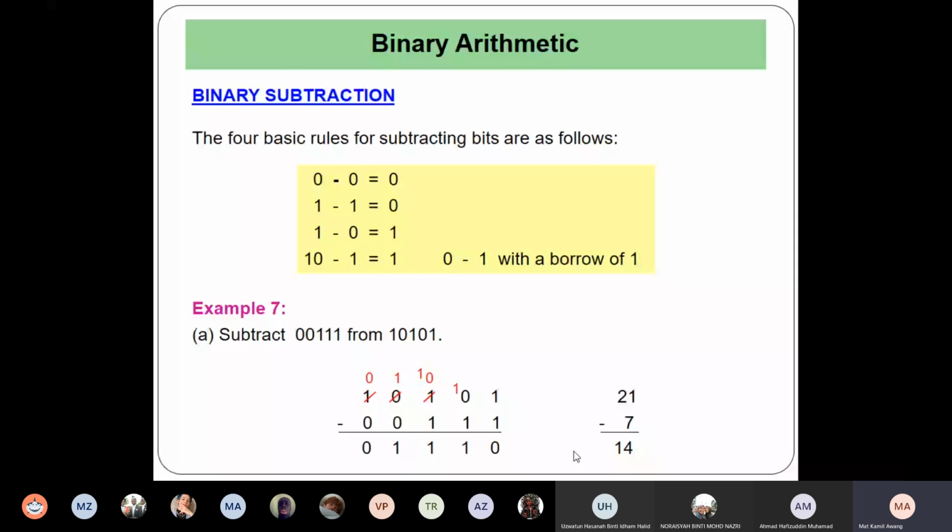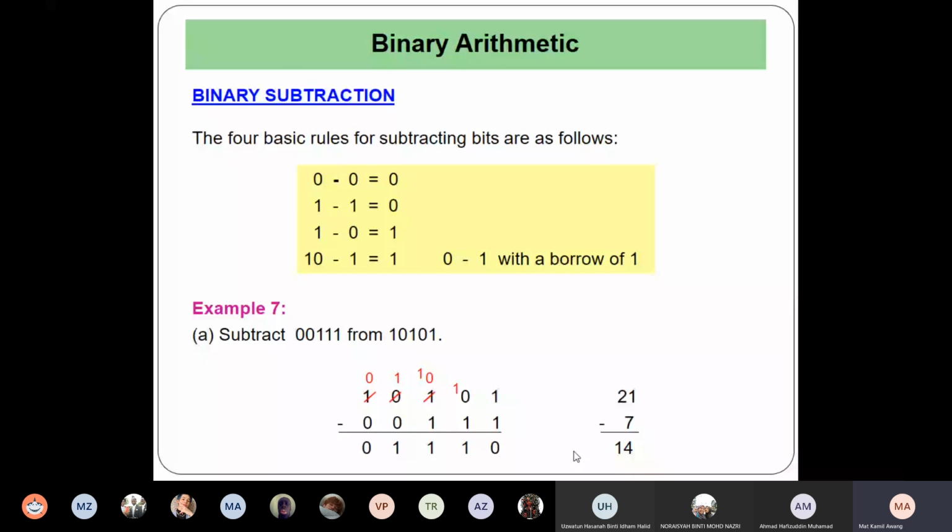Now you go into subtraction, binary subtraction. The four basic rules for subtracting bits are as shown in the highlighted box there, in the yellow box. So 0 subtract 0 is 0. 1 subtract 1 is 0. 1 subtract 0 is 1. If it's 0 subtract 1, it is 1 with a borrow. Basically minus 1, borrow 1.